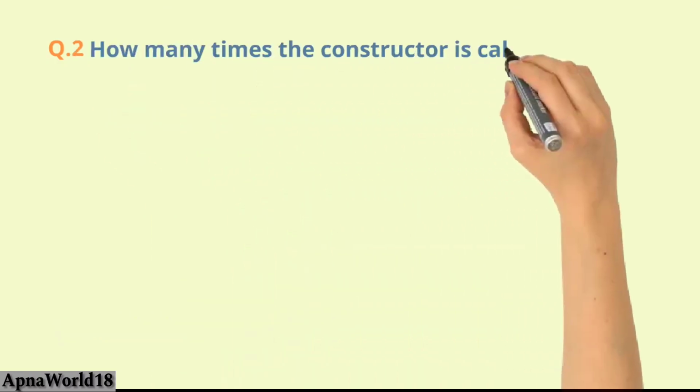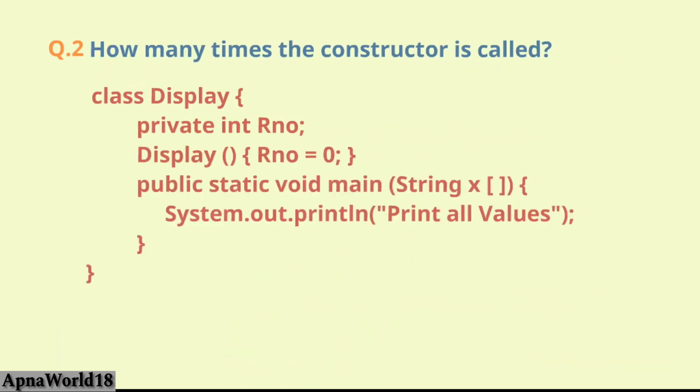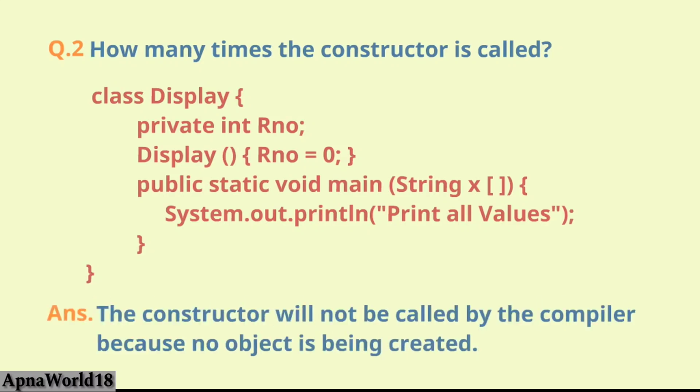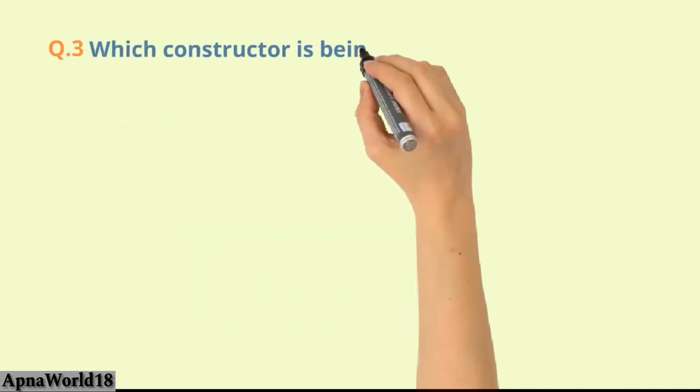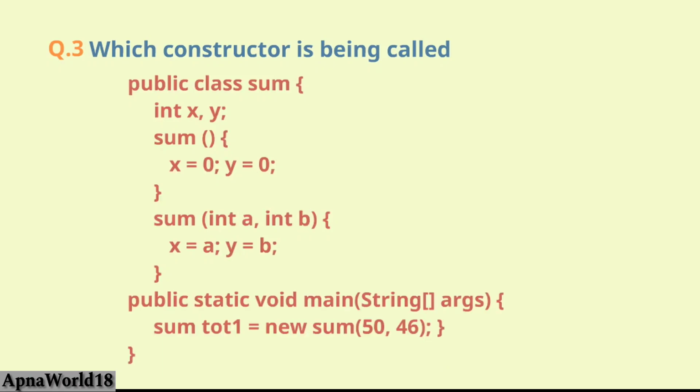Second is where a code segment is given and you are asked how many times a constructor is called. Like here, no object is instantiated, so the constructor is not called at all. Or another type of question is where you are asked which constructor is being called. Here, you have to match the type and number of parameters to identify which one is called.